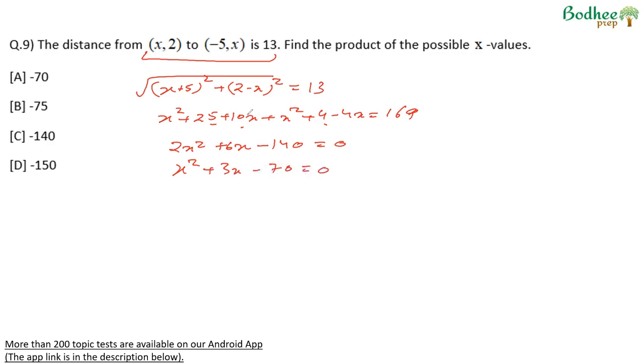Find the product of all possible values of x. Suppose the possible values of x here are alpha and beta. The product of alpha and beta is nothing but the product of roots, which is minus 70 in this case. Option A becomes the answer.